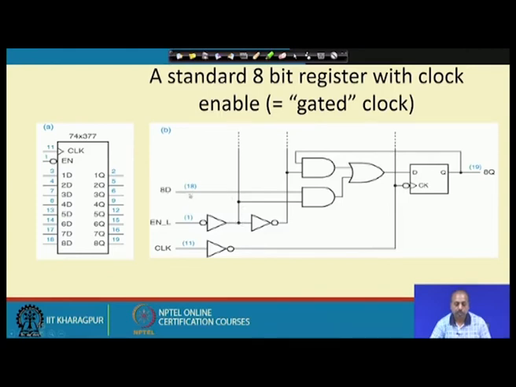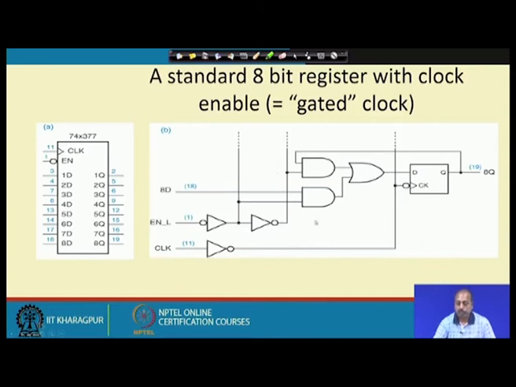So, whatever be this D input will be coming through this AND gate and through this OR gate, it will finally reach this D input, and that will be stored into this D flip flop. So, this shows the structure of this clock enable circuitry. So, we can have this enable and this clock.